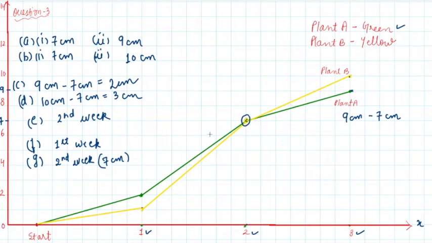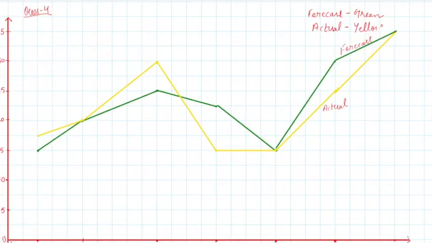So this was your question number 3. Let's see question number 4 of this exercise. This is again a double line graph where one is forecast and another is the actual temperature. We have taken temperature in degree Celsius on the y-axis, which is your vertical axis, and we have taken days on the x-axis here. So we have to study the graph. Temperature is already given, days are also mentioned.